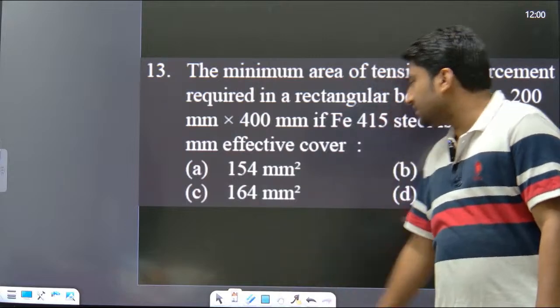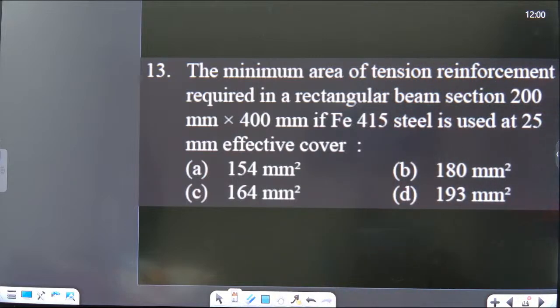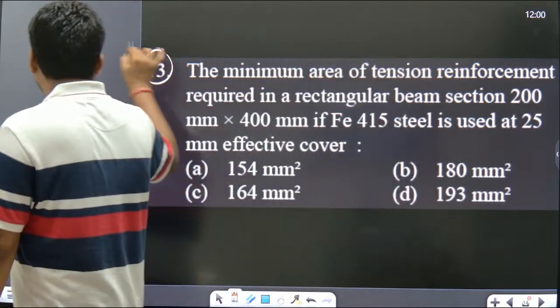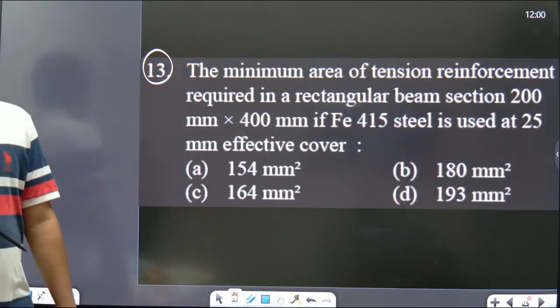Please answer this question. The maximum area of tension reinforcement required for a rectangular beam of section, with 25 mm effective cover. This is also a good question. What is the maximum area of tension reinforcement? Apply your logic. What will be the correct answer?